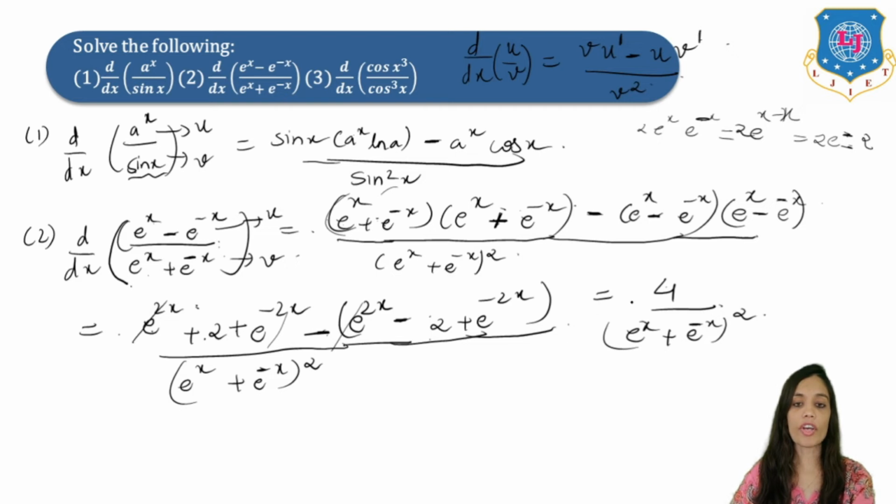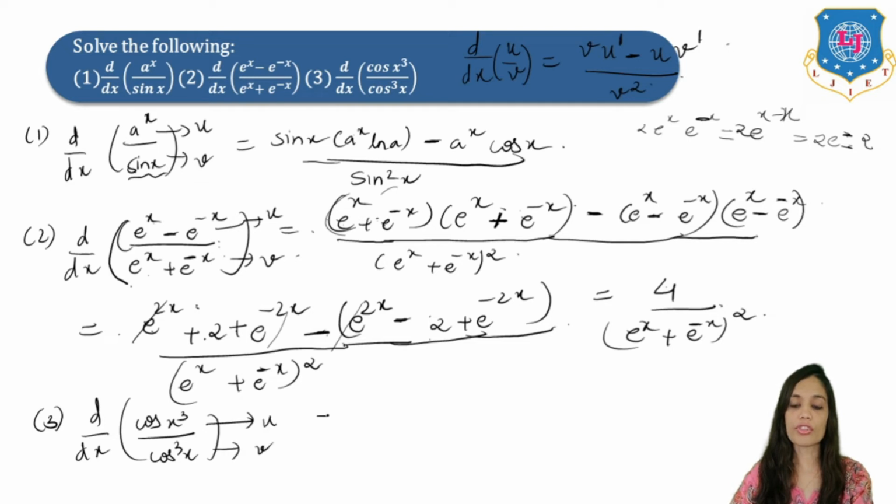So this is your final answer. Now let us go to our third example. We have to find the derivative of cos x cube upon cos cube x. So this is your u, this is your v. So in the denominator you have to do the square of this. So it will be cos raised to 6x. Now this cos cube x will remain as it is, right?